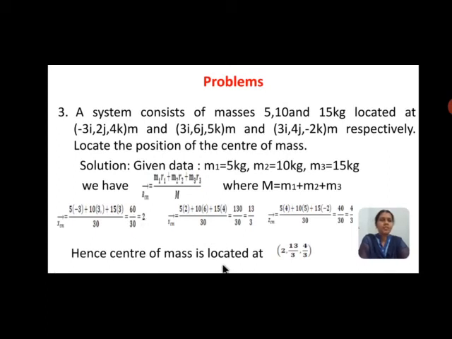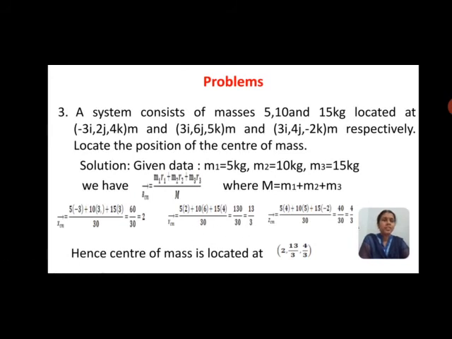Now similarly calculate for the y-axis. What is that? Again write down the m1 is a 5. r1, what is the r1? That is a 2. So write it as 2 plus m2 is a 10. r2, what is the r2? That is a 6. So 6 plus m3 is a 15. And what is the r3? r3 about the y-axis is 4 here. Substitute here 4 divided by again 30. Again do the calculation. You will get 130 divided by 30. So this becomes 13 by 3.